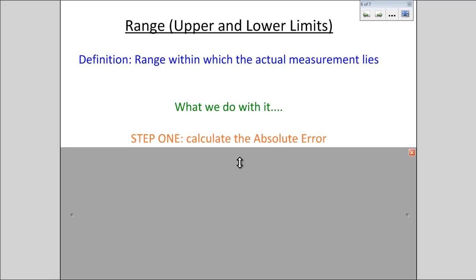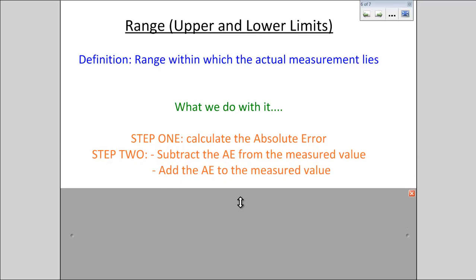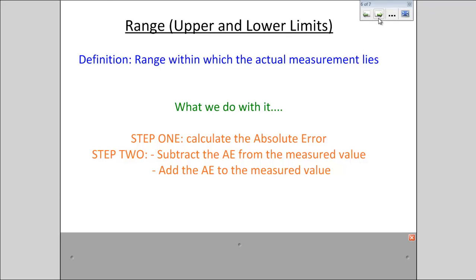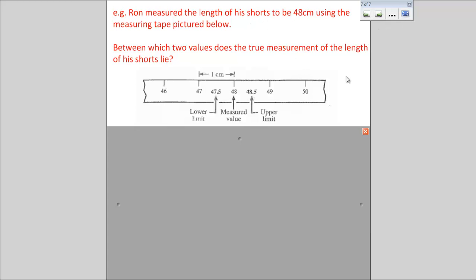Okay, what we do with the range, or how we work it out, the first step is always going to be to calculate your absolute error. Okay, which is what we just did before in those 3 examples. So find the smallest unit and then halve it. Your second step then is going to be firstly to subtract the absolute error from the measured value, so the one that you take, and then to add the absolute error to the measured value. And we're going to do an example of that because that can sometimes sound a little bit like gobbledygook. Okay, so an example here.